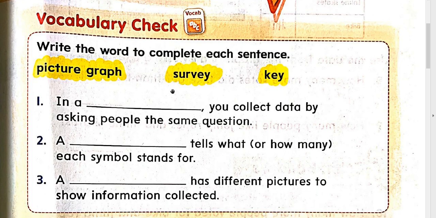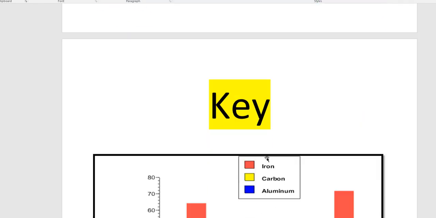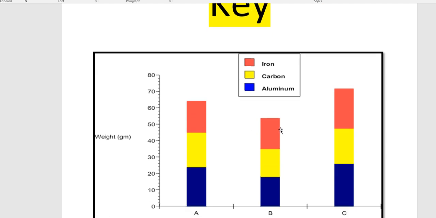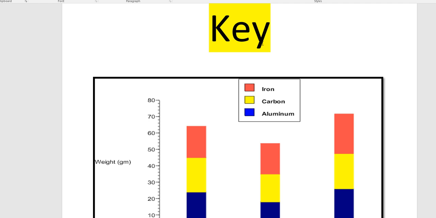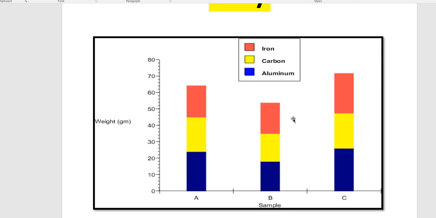547, the first question. Write the word to complete each sentence. Picture, graph, survey, and key. Let's recall first the meaning of those words. The first one is key. In this bar graph, we use the keys here to tell us what each sample stands for. For example, the pink one stands for iron, the yellow one stands for carbon, and the blue one stands for aluminum. So the keys here tell us what each sample stands for.